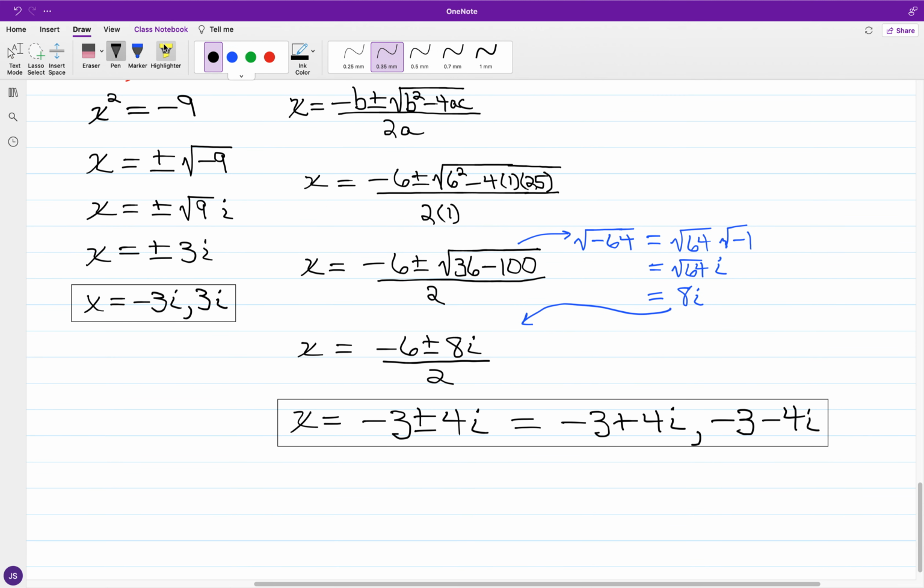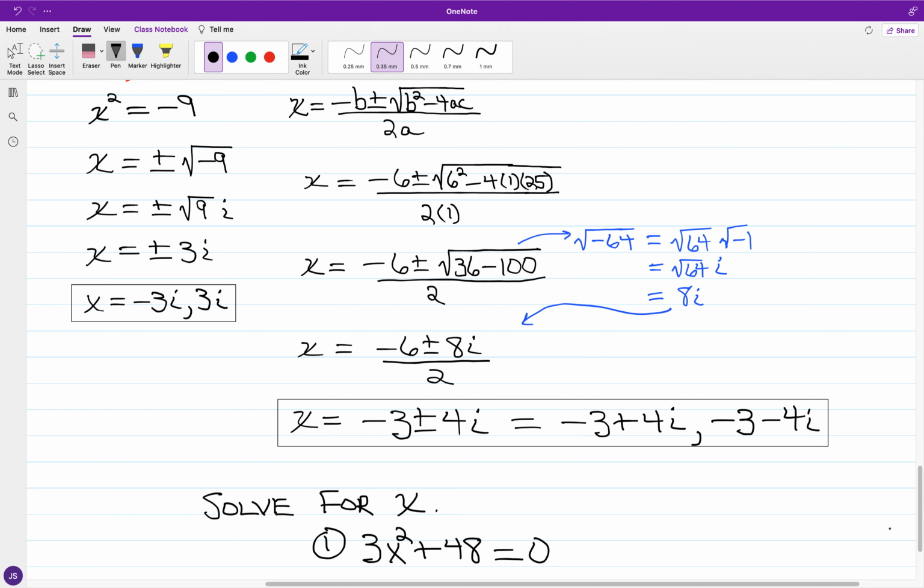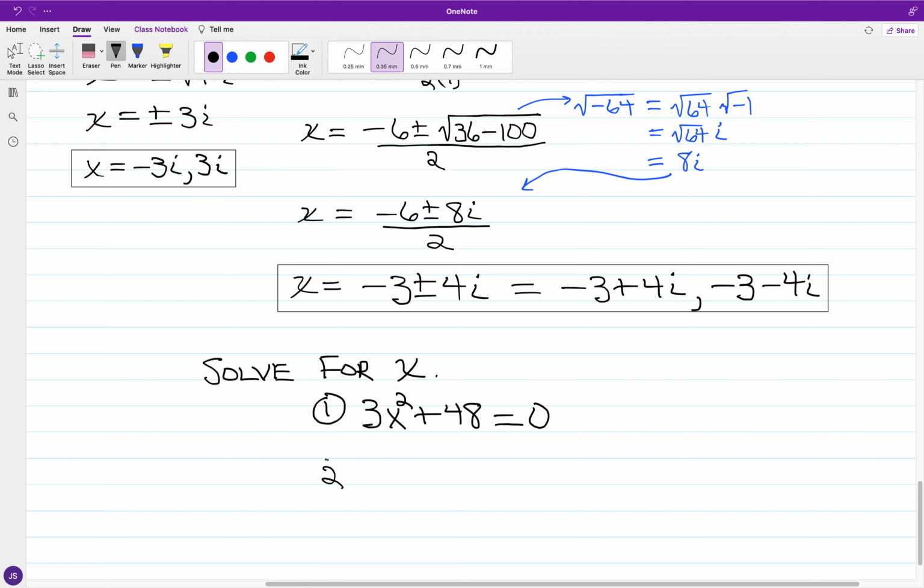All right. And I'll tell you what, in looking at solving for x, just for the next few moments, let's see what we get for x when we have 3x squared plus 48 is equal to 0, and also where we have x such that 2x squared plus 3x plus 2 is equal to 0. So let's see what complex roots we get for these items.